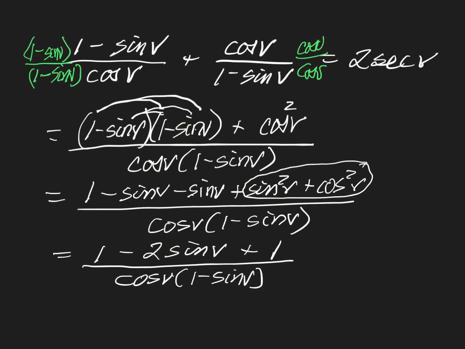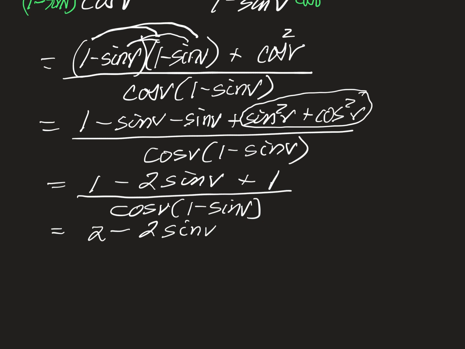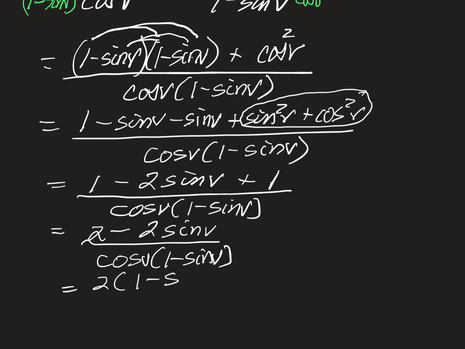And now I see that, oh look, 1 plus 1 is 2, and I'll be able to factor the 2. So I've got a couple things I can do here. I'll do 2 minus 2 sine v, and that will be over the denominator of cosine v times 1 minus sine v. I could factor the 2 now, so 2 times 1 minus sine v over cosine v times 1 minus sine v.